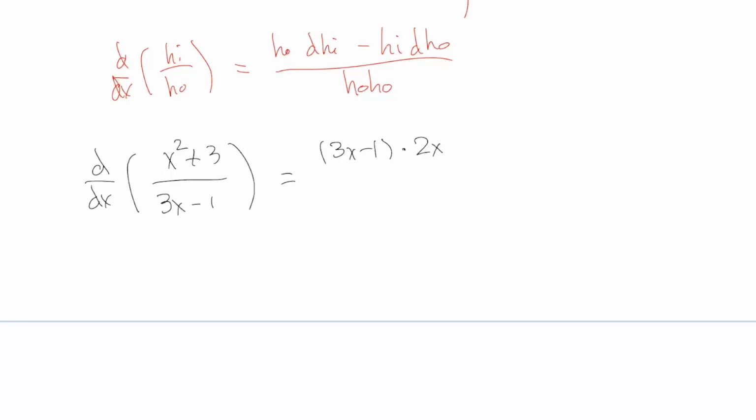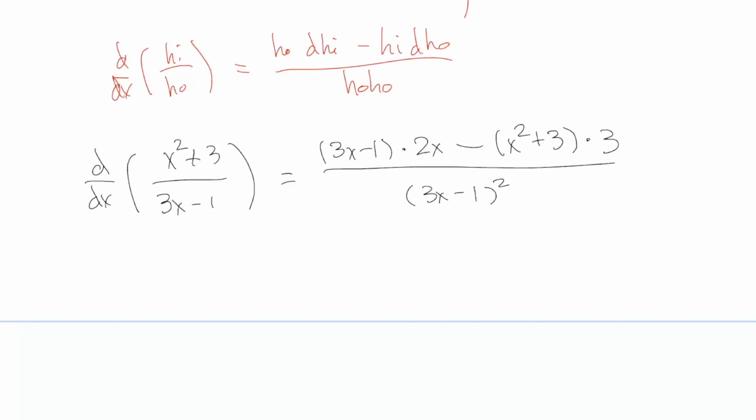Including these parentheses means that, in theory, if you were going to simplify, you would distribute here. If you leave the parentheses out, it means something different. So you should include the parentheses. Anyway, that was bottom times derivative of the top minus the top times derivative of the bottom. The derivative of the bottom is just 3. And then all of this divided by the bottom squared. And that's what we get.